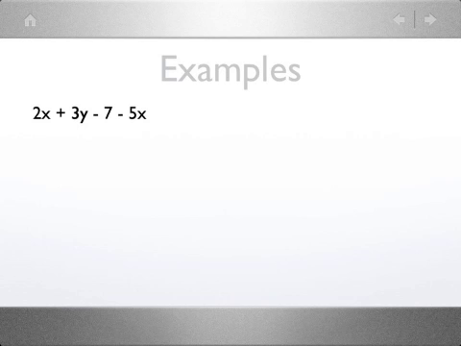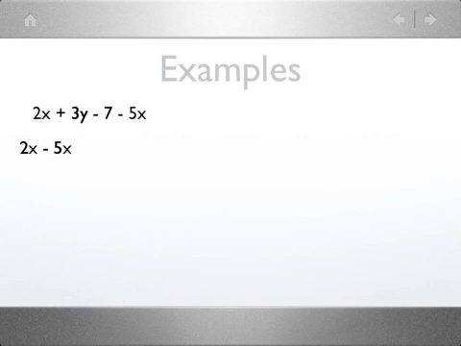So let's take a look at an example. 2x plus 3y minus 7 minus 5x. My like terms are x's, y's, and a constant. So I'm going to start by combining my x's. So I have 2x and a minus 5x.